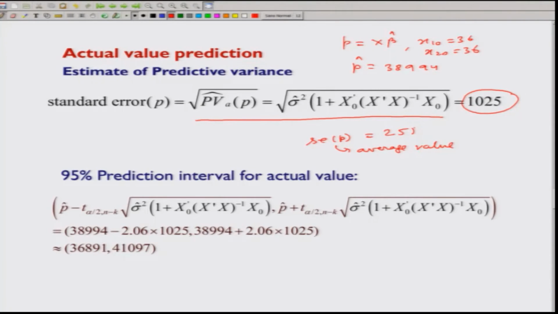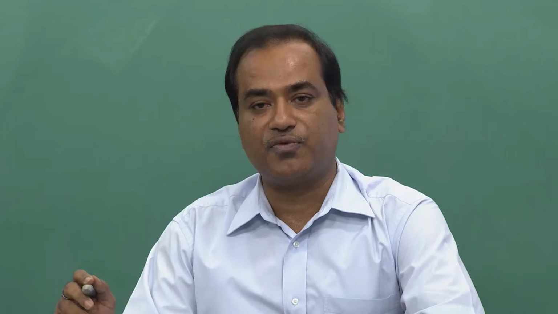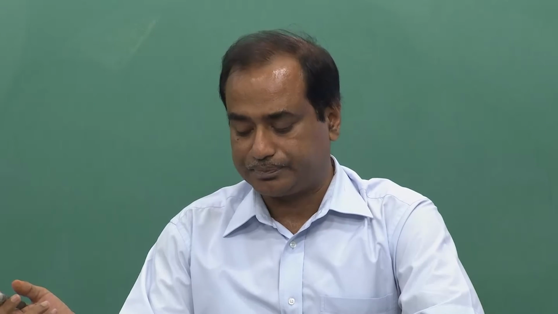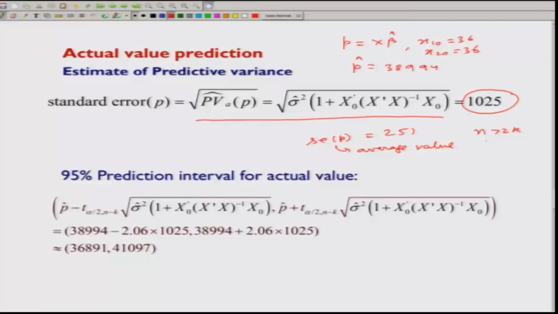So this indicates that the standard error of the same predictor, when it is used for average value forecasting, is lower than when it is used for actual value forecasting. You may also recall that we had derived a condition like n greater than 2k to find whether the same predictor will behave better for average value prediction over the actual value prediction. And this condition is also satisfied here, because here n is 27 and k is 3. So this confirms our theoretical finding also.